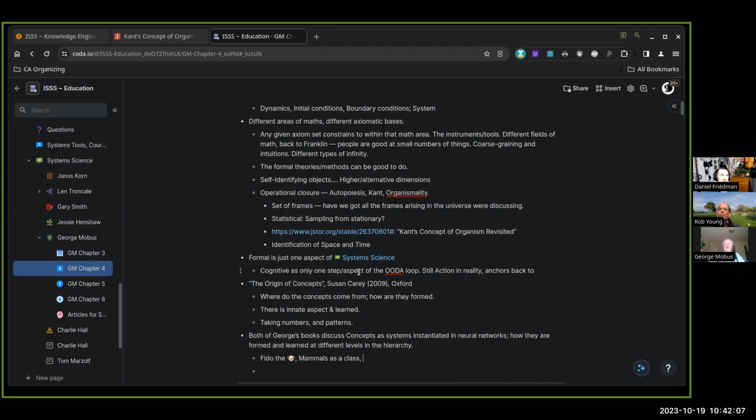Before you can really have a concept of a mammal, you've got to have a concept of a dog, of a cat, of a horse, a mouse, and so forth. And then what's similar in all of these different instances. So anyway, you might find that a helpful reference. And then I shall put it on my list. The Origin of Concepts, Susan Carey.